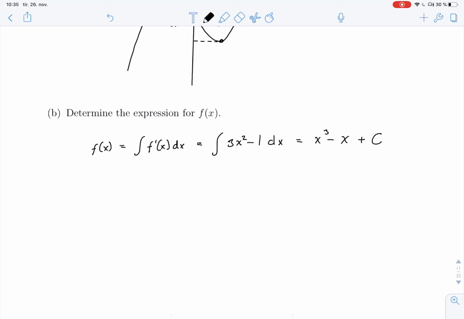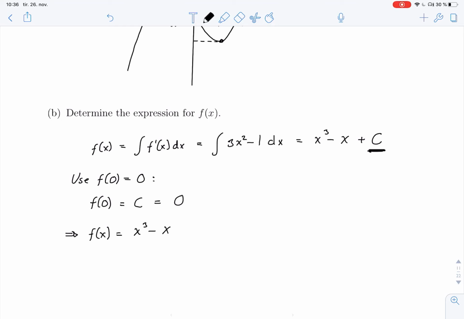The thing is that we can determine this integration constant using one of the points. So we could use, for example, f of 0, which should be 0 since the graph intersects at x equals 0. And then we get f of 0 equal to c, according to the equation here. So c has to equal 0. And thereby we get f of x equals x to the third minus x.